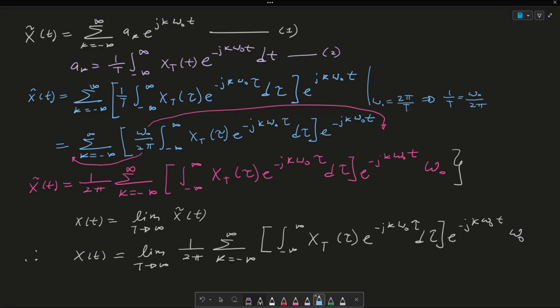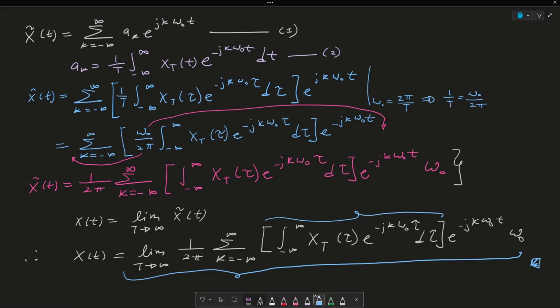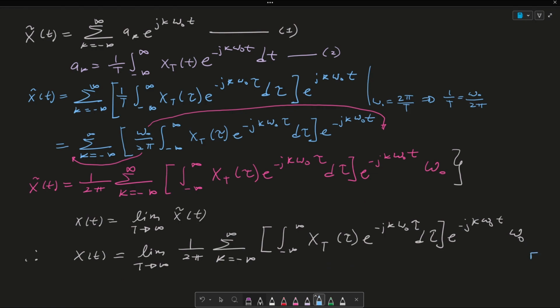And now, other than doing some cleanup, which I'll do on the next page, this here is a good representation of your inverse Fourier transform, where this integral here is going to be your Fourier transform, X of omega. So now on the next page, I'm going to clean this up so that we get a nice equation for the inverse Fourier transform and the Fourier transform.